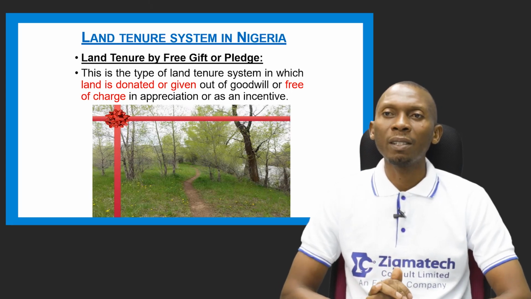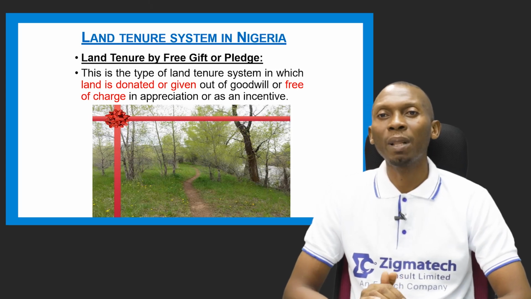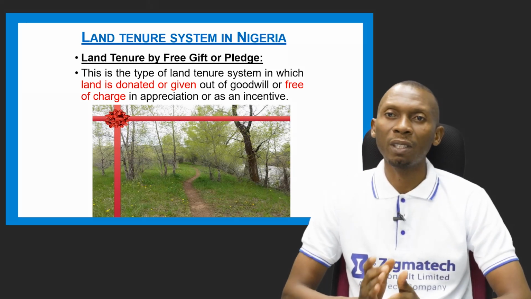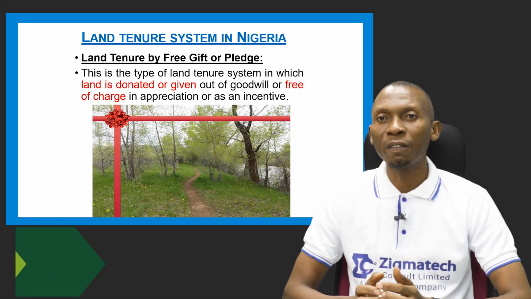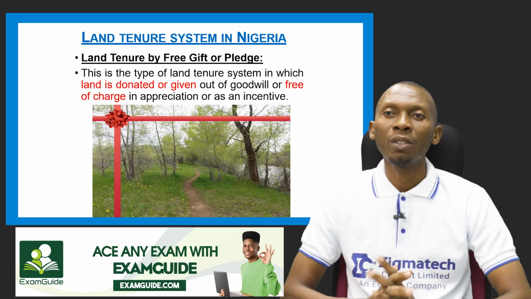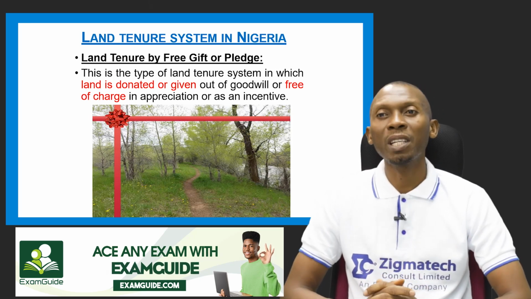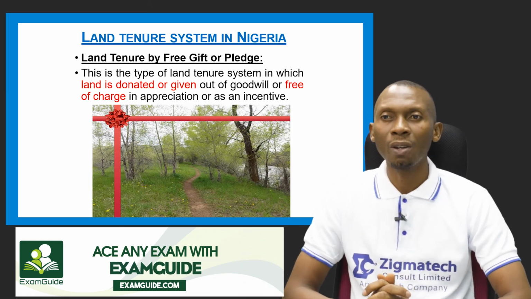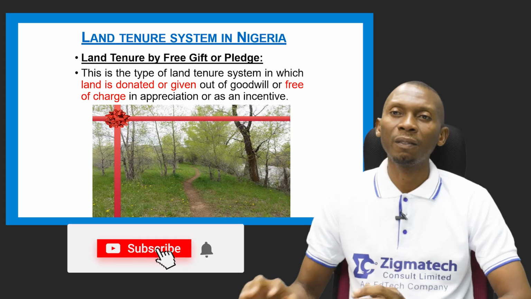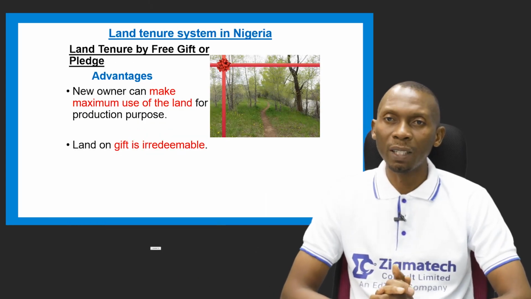We have another land tenure system under the individual land tenure system called land tenure by free gift or pledge. And from the word gift, you should understand that it's something that was received freely, free of charge. So this type of land tenure system is one in which the land is donated or given out of goodwill or free of charge in appreciation or as an incentive. It has its advantages and also its disadvantages.